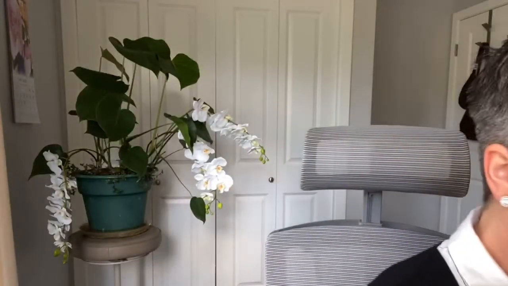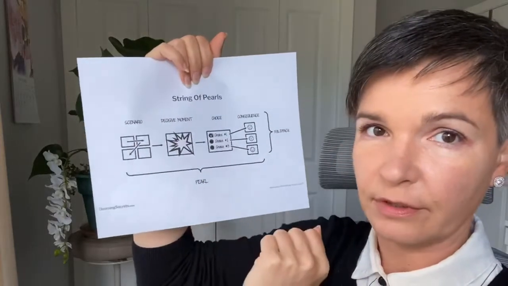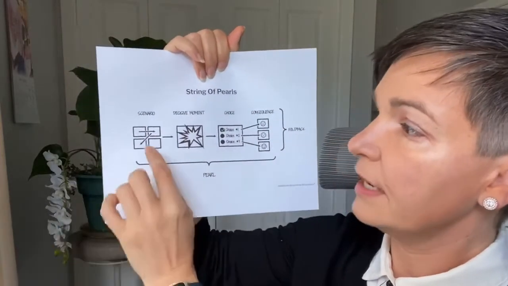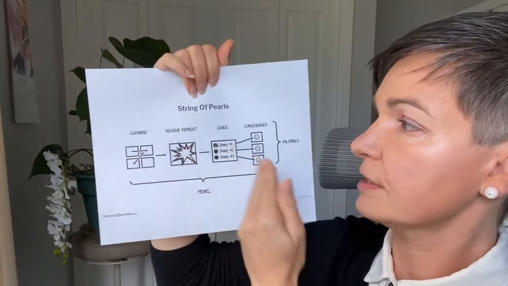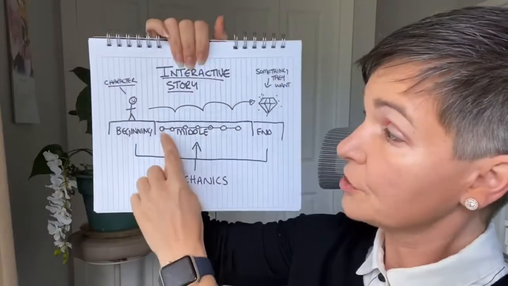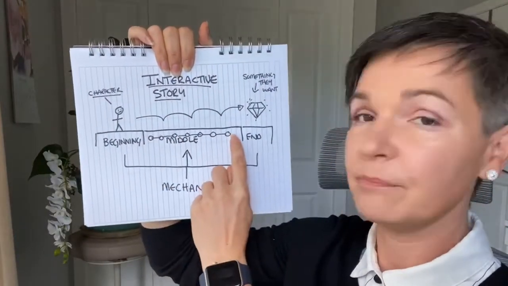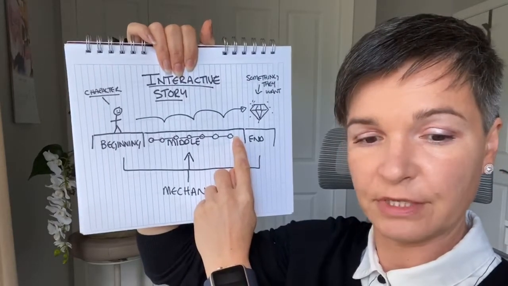All right. So I also said that basically at the base of all of this is our string of pearls. The string of pearls is a sequence, right? Scenario, decisive moment, choice, and consequence. And then you string these together. That's why we call it a string of pearls. You string these together in your interactive story. That basically makes up the middle and the challenges that your character faces. You with me so far?